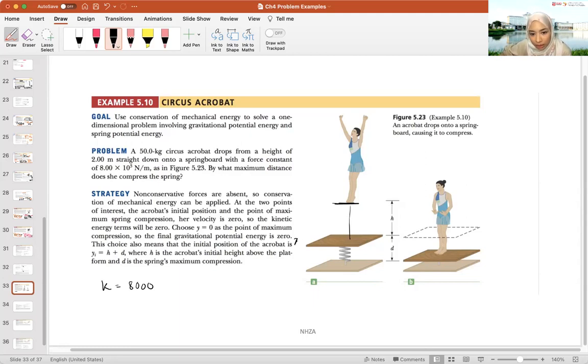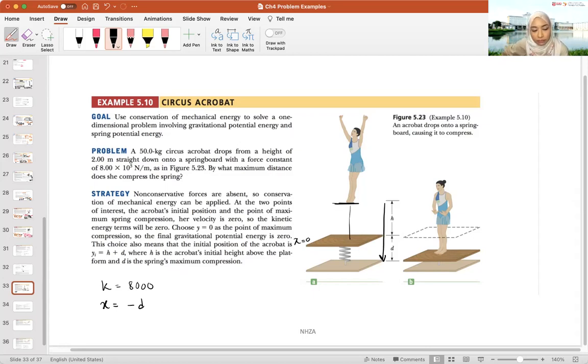But this is when x is equal to 0. So when she lands on the spring, she will also compress the spring. So she actually goes down by h plus d. D is the compression of the spring. So the compression of the spring is equal to minus D. We go down, compression is minus D. It is not positive. If positive, we stretch. If we compress, it is minus.